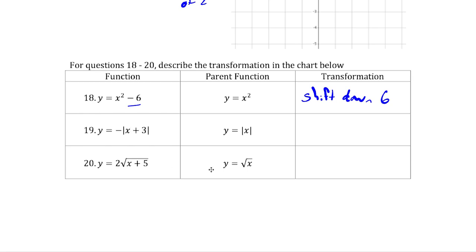For number 19, there are actually two transformations. I'm shifting to the left 3, just like the problem up above. Then I have this negative on the outside, this negative f of x. Whenever we have a negative y value, that means we are going to flip along the axis. Now, if we have a negative f of x, so a negative y value, that means we flip along the x-axis.